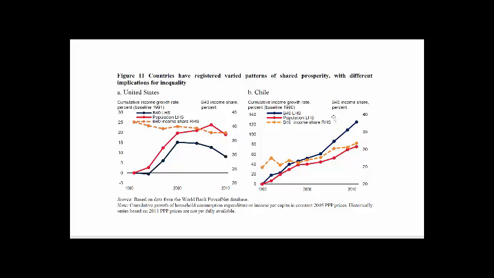But quite the opposite effect in Chile, which is a poorer country compared to the United States, but nonetheless income is better distributed. So the bottom 40 has experienced an increasing share of the overall income.